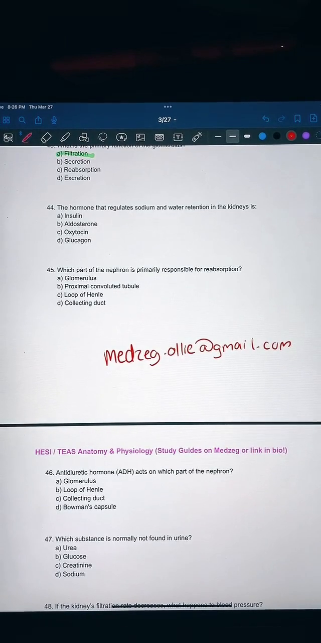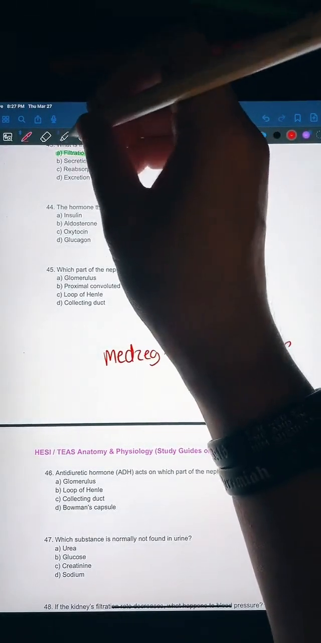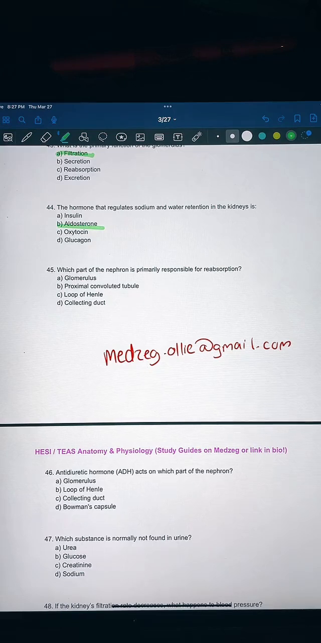The answer is B. It is aldosterone. The hormone that regulates sodium and water retention in the kidneys is aldosterone. Aldosterone is released by our adrenal glands. It increases sodium retention and potassium excretion, which is going to help balance our water and blood pressure.